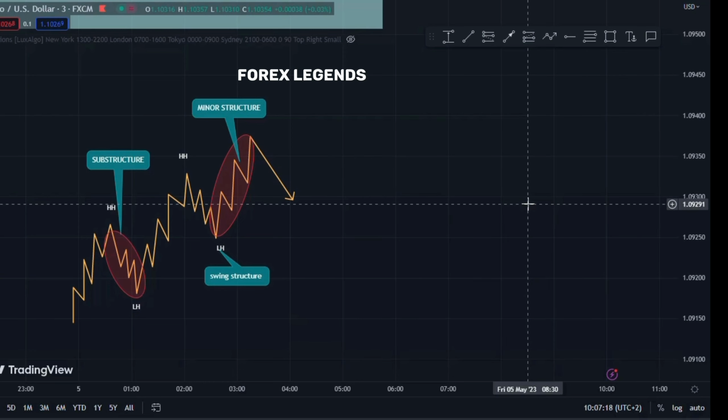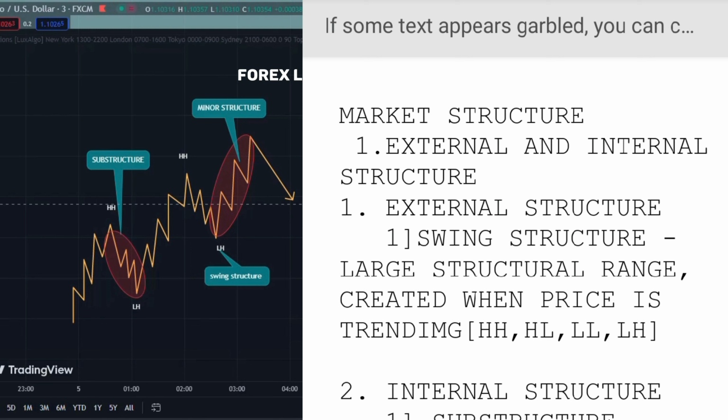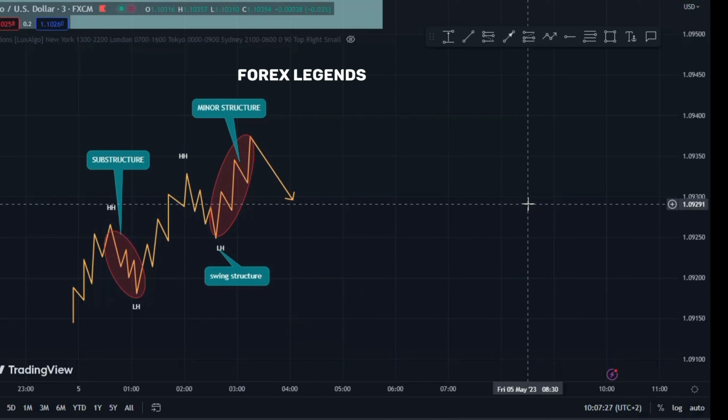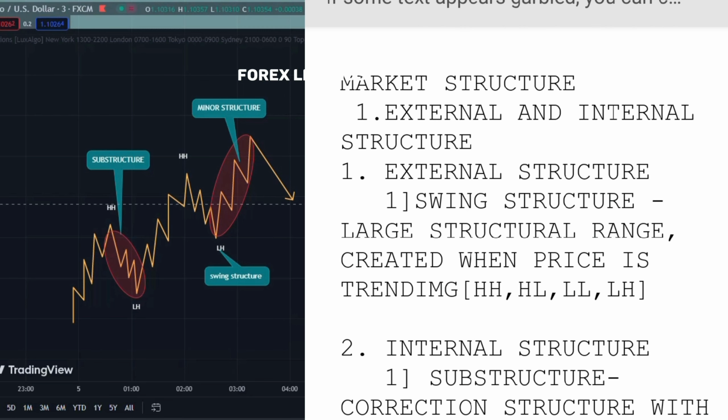Cool. Now, when we look at market structure, there are a few things which we need to understand, right? Which we have is external and internal structure. What is external structure which we need to understand? External structure is broken down into one thing which we call a swing structure. What is a swing structure?